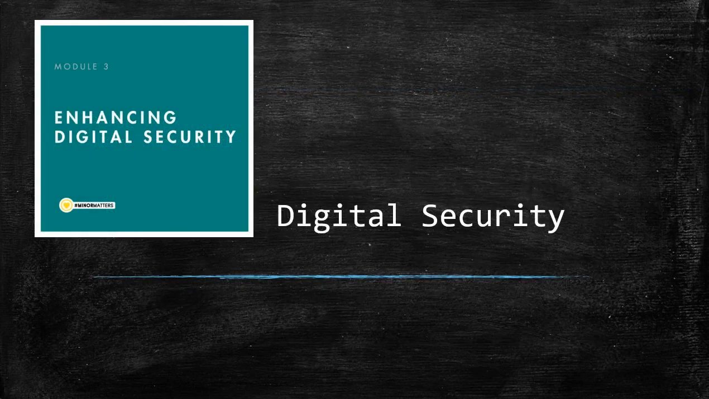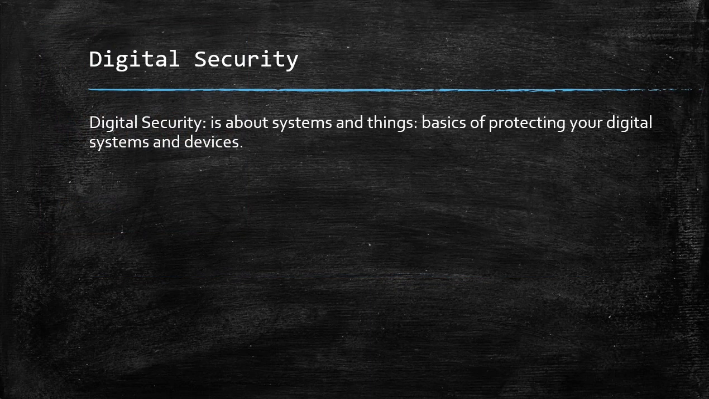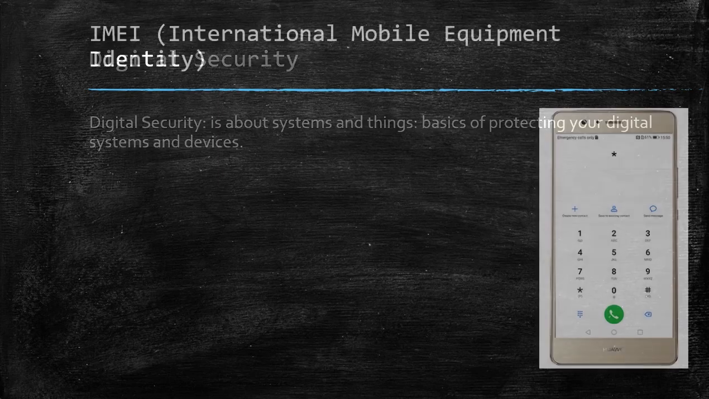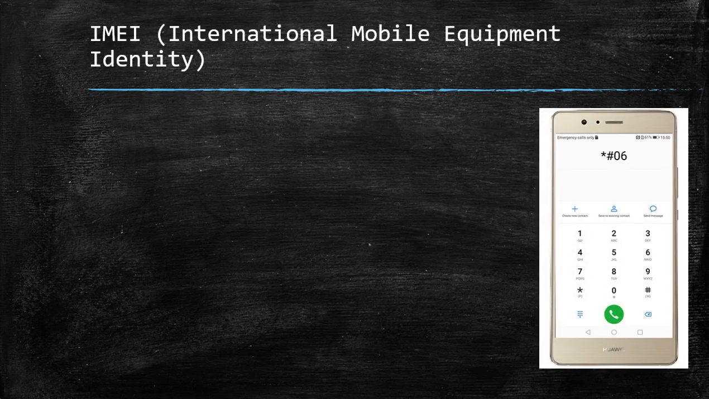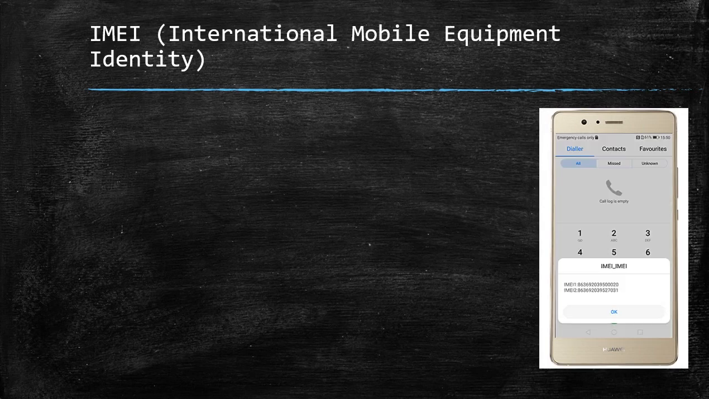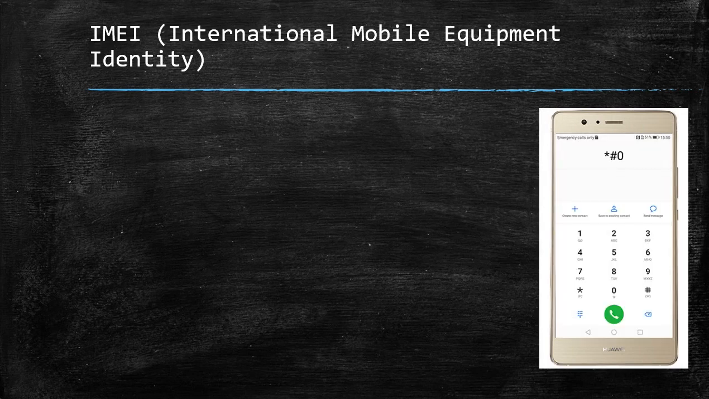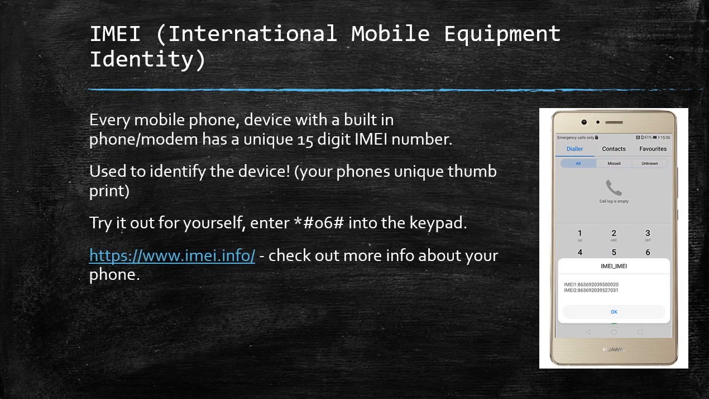Okay, let's get into what we can do to safeguard our systems and things. So, what is digital security? Digital security is about systems basically protecting your devices, right? Okay, this is something cool you can try out even after the session today. So this is the International Mobile Equipment Identity Number, or IMEI number.